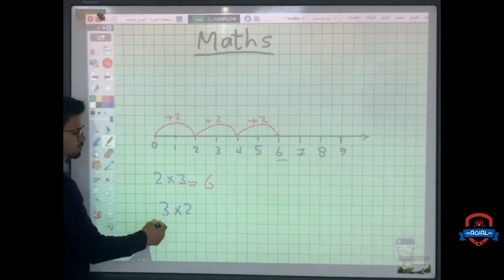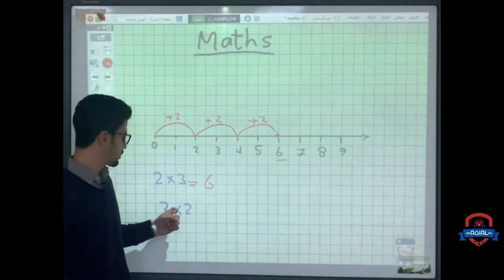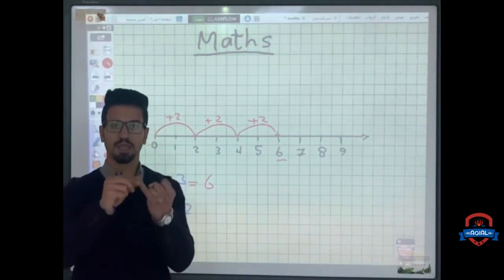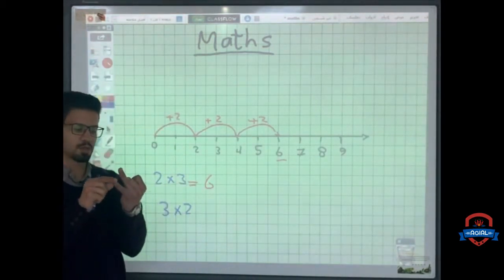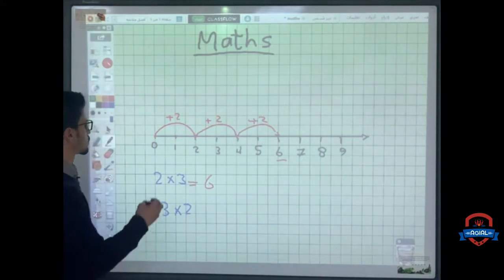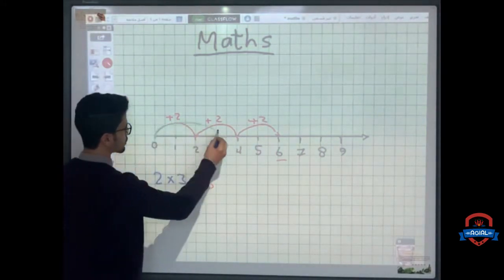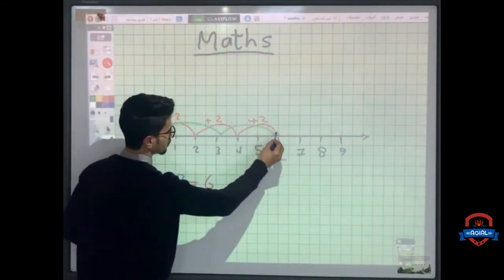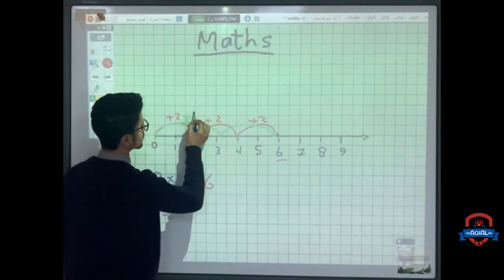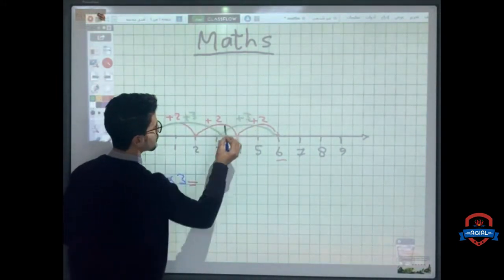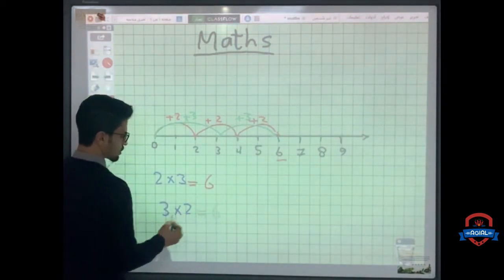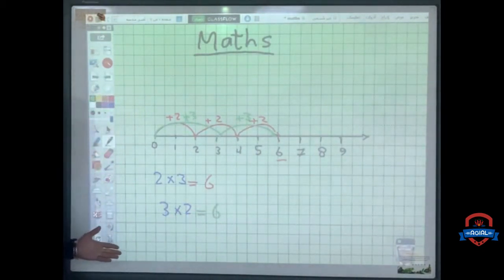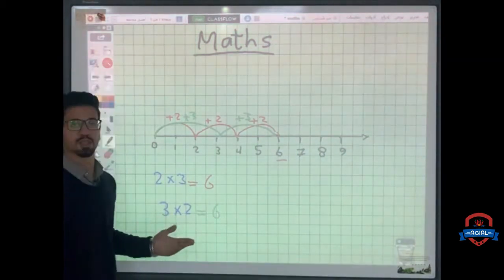We have to skip count by 3 because we have 3 times 2. So we have 3 and 3, so 3, 6. So we skip count by 3, and we have 1, 2. So this is the skip counting by 3. So 3 times 2 equals 6. So the commutative property is possible in natural numbers.